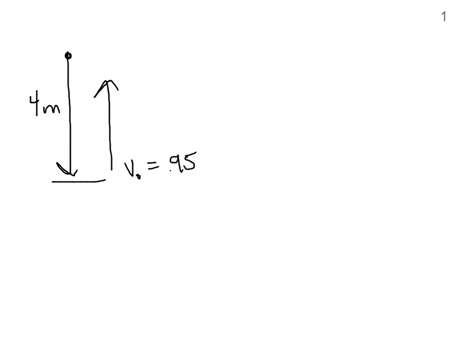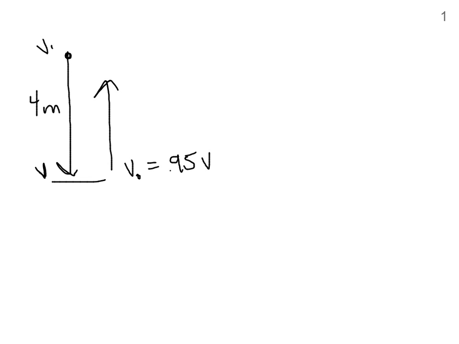Okay, 91. A super ball is dropped. So here's my super ball. It's going to be dropped from a height of 4 meters, and it's going to hit the ground and rebound with 95% of its impact speed. So it's going to hit the floor at some speed, and then it's going to come back with an initial speed that is 95% of the speed it hit the floor with over here.